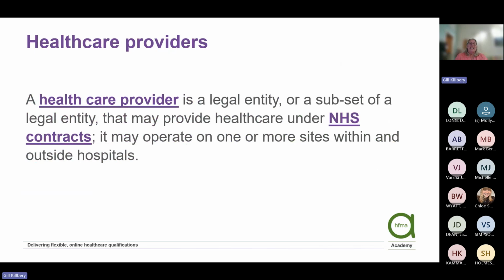So a healthcare provider is a legal entity, or it's a subset of a legal entity. You can have 2 or 3 providers linked to one legal entity. And they provide services through NHS contracts.